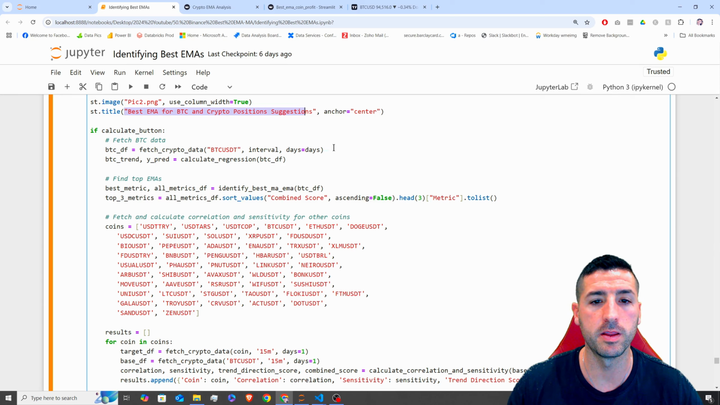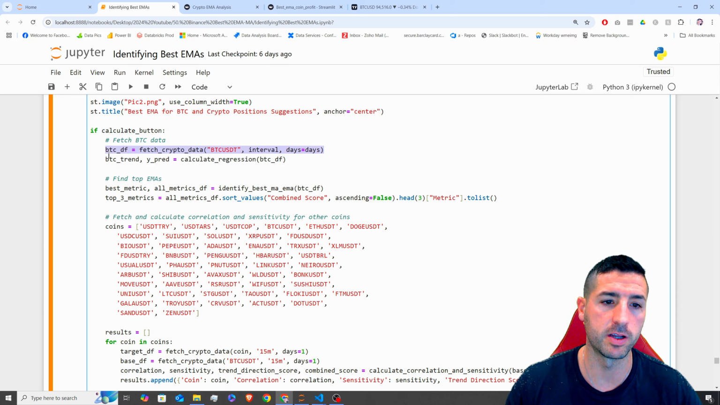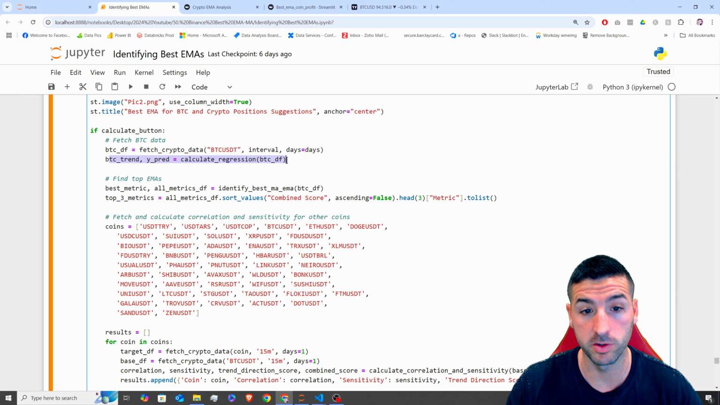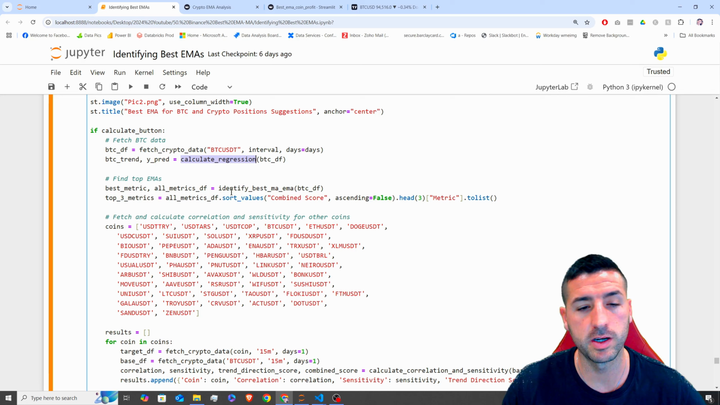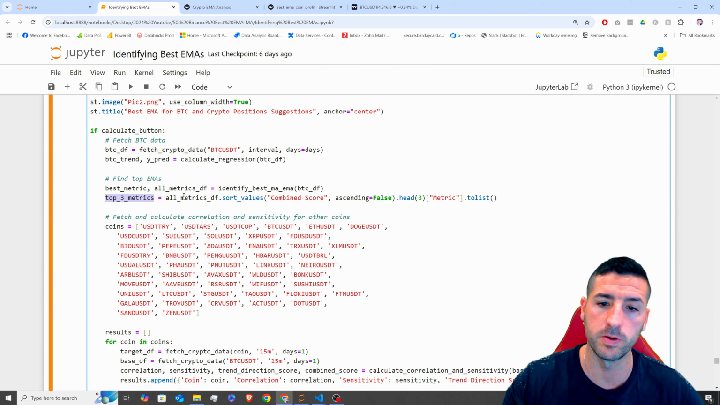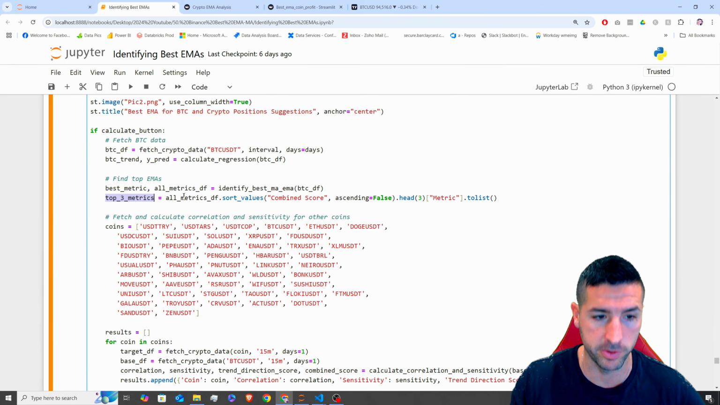First, we bring the Bitcoin data over here, and then we calculate the direction or the trend of Bitcoin by running our first function. Then we are trying to find the best EMA, and then we are storing the top 3 metrics over here so we can actually visualize them later on.